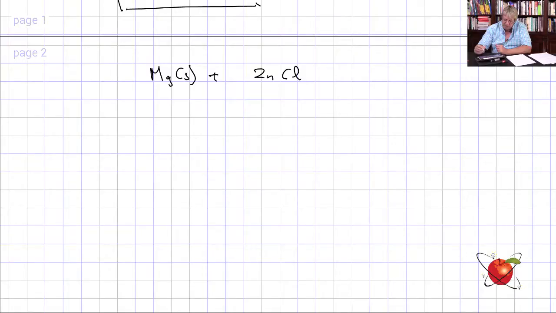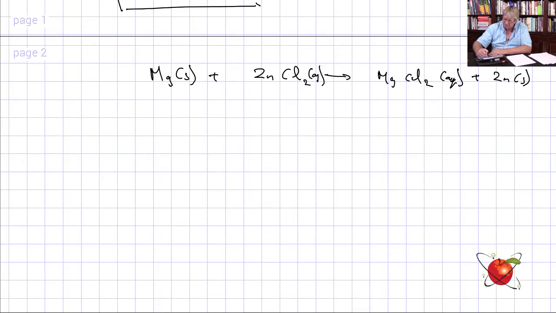Zinc, what is the valency of zinc? Well, if you're not sure, you can always look on the tables where they give you the half reactions, and in there you'll see that zinc is Zn2+. So over there we've got a Cl2, and they react to form MgCl2 aqueous plus Zn solid. This is solid and that's aqueous.